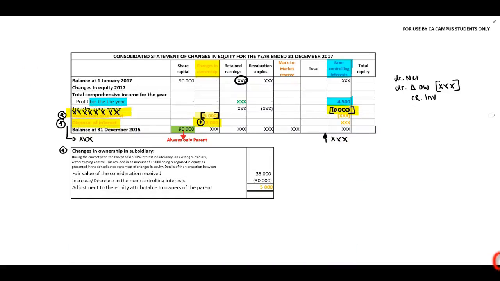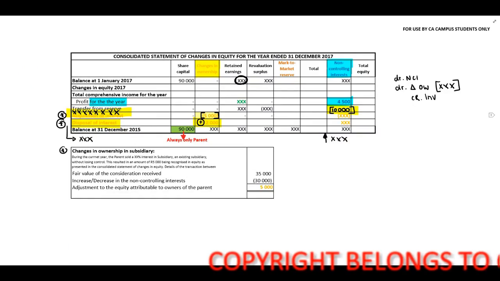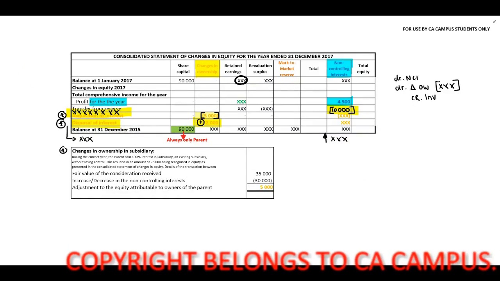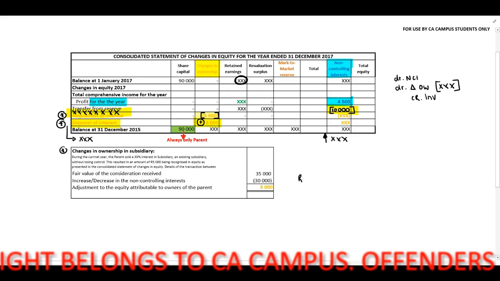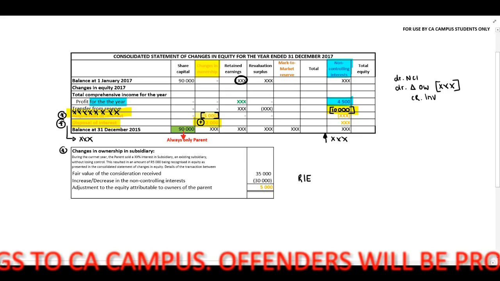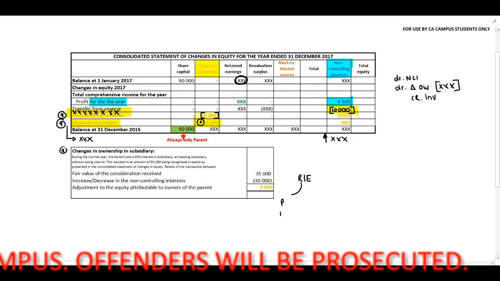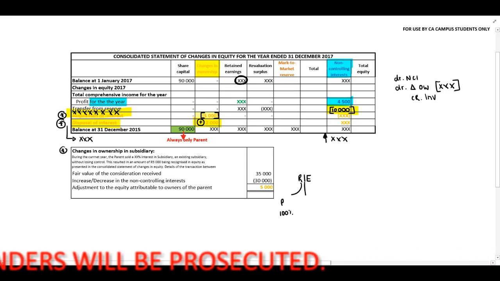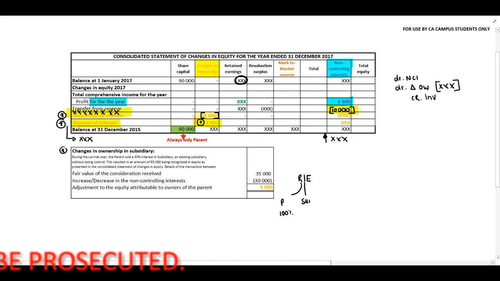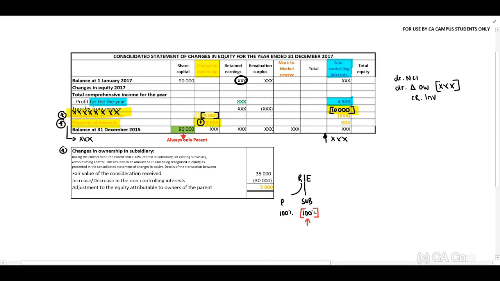Refer to your statement of changes in equity. When you refer to retained earnings and revaluation surplus, you need to know that the retained earnings will include 100% of our parent and 100% of our subsidiary. Once you compile your journals, this will then exclude our NCI portion, only the portion allocated.